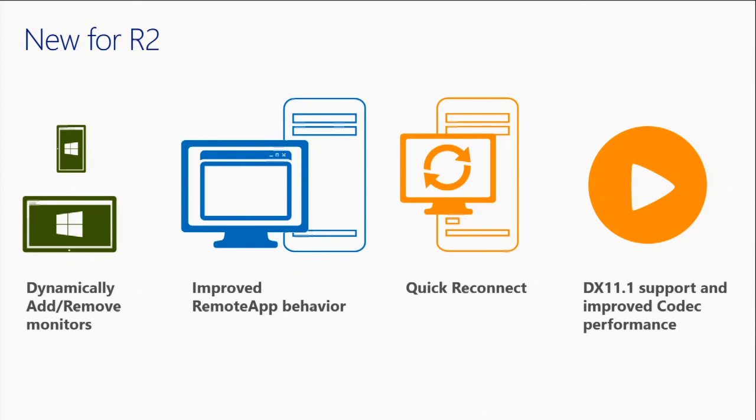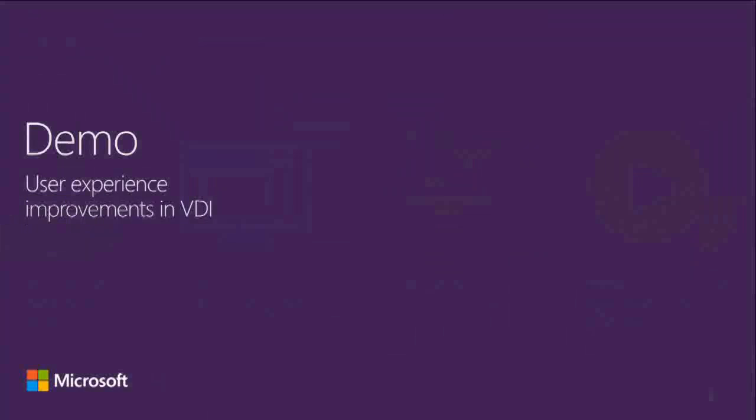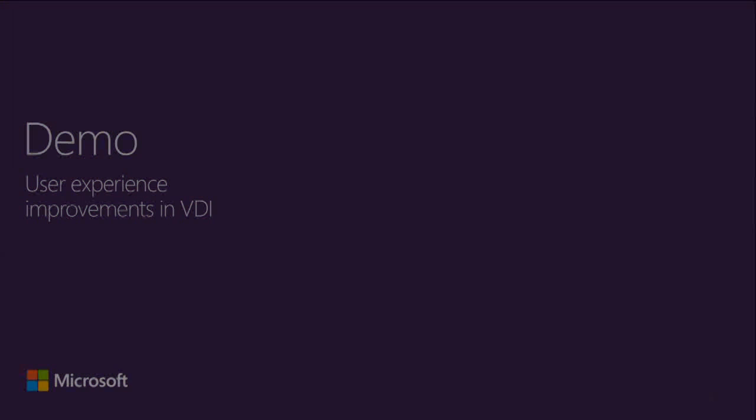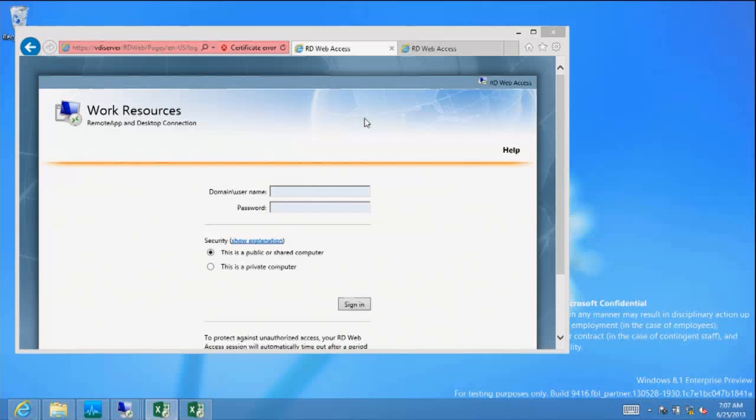And we had some great WAN improvements. I talked about some of the ways we did that in 2012. We've improved some of those codecs even further in R2, so we're seeing even better performance over the WAN for some of that video playback. So let me demo some of this stuff. Let me show you what some of this looks like.